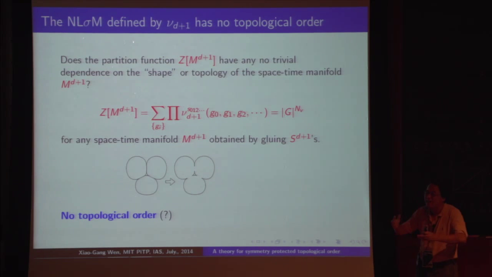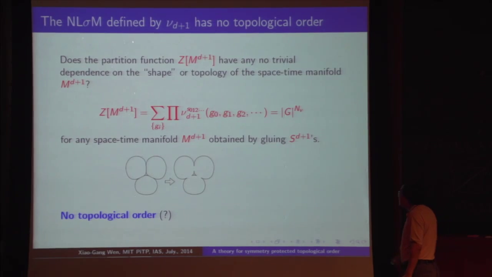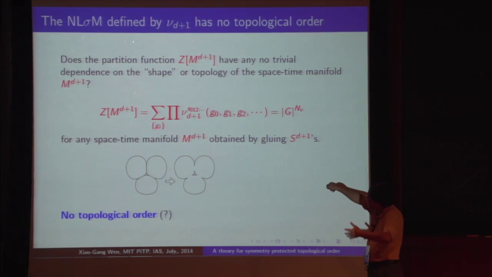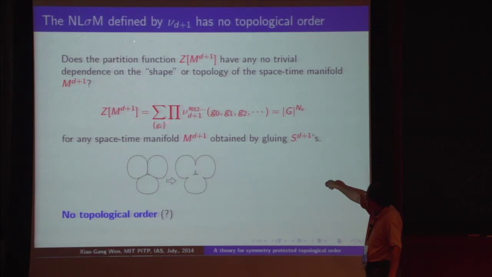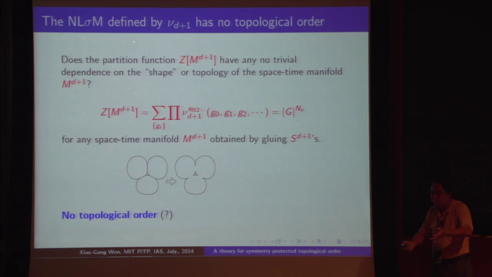So we just need to count how many paths we have, because each path equals 1. So basically this is the path integral. This product is the total amplitude of the path, and we already said that this quantity is always equal to 1. Then we just sum over all the paths, that's a degree of freedom on the vertex. In the end we get something like the number of elements in the group raised to the power of the number of vertices. So that is the partition function on any closed space-time manifold.